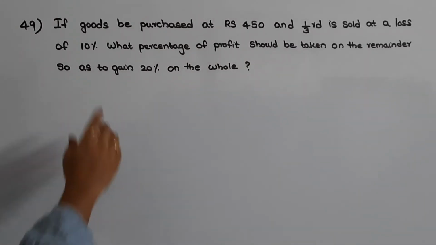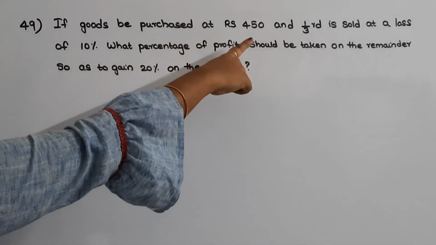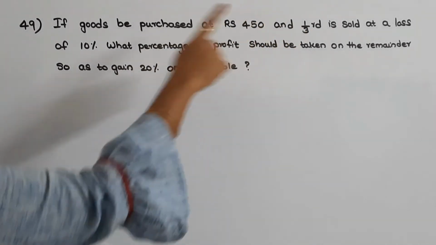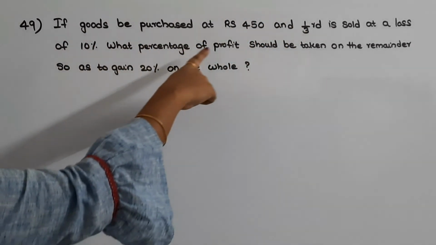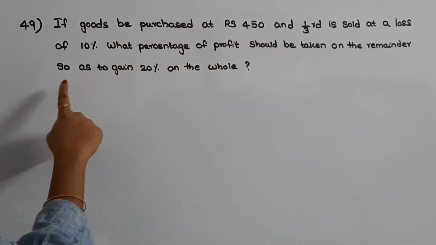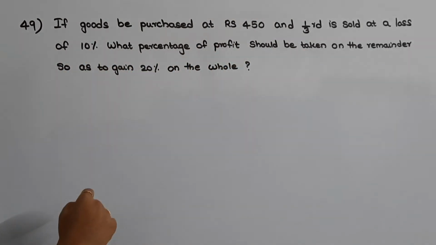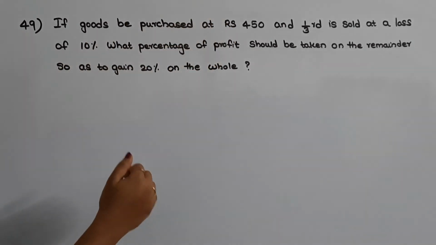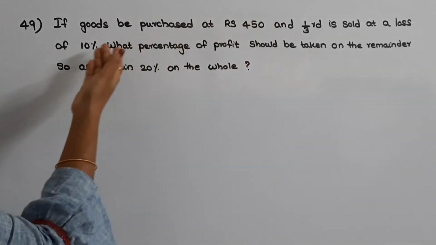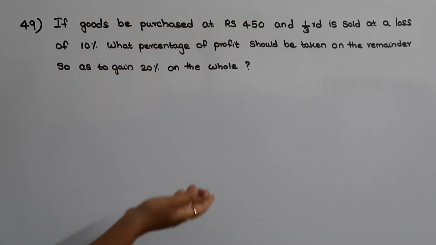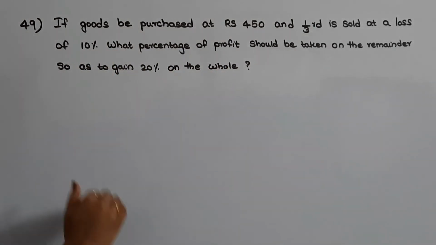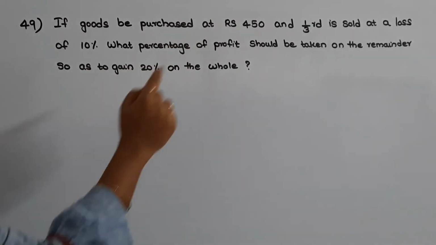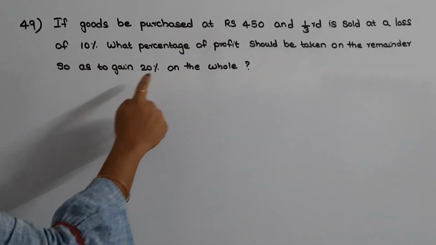The next question is, if goods be purchased at rupees 450 and one third is sold at a loss of 10%, what percentage of profit should be taken on the remainder so as to gain 20% on the whole? In this question they are telling that some goods are purchased at rupees 450. One third of it is sold at a loss of 10% and the remainder at some profit. So we need to find out the profit percentage on the remainder when the profit percentage on the whole is 20%.